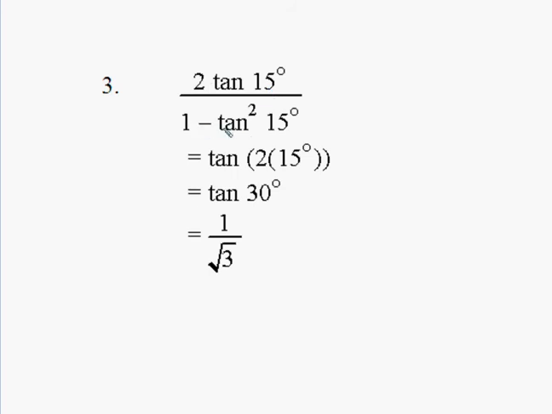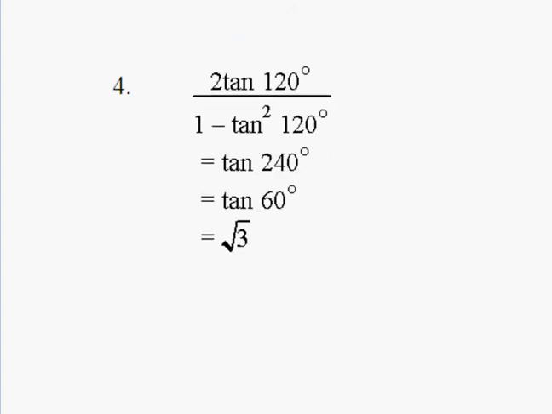2 tan 15 over 1 minus tan squared 15, again pretty standard manipulation. Back to 2 lots of 15 there. Again, we're doubling that angle. And tan of 30 degrees gives us the 1 on root 3.